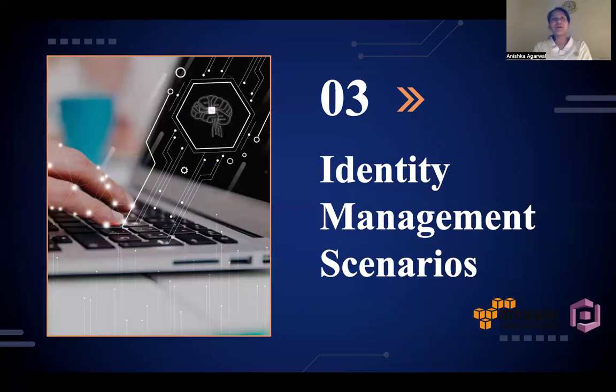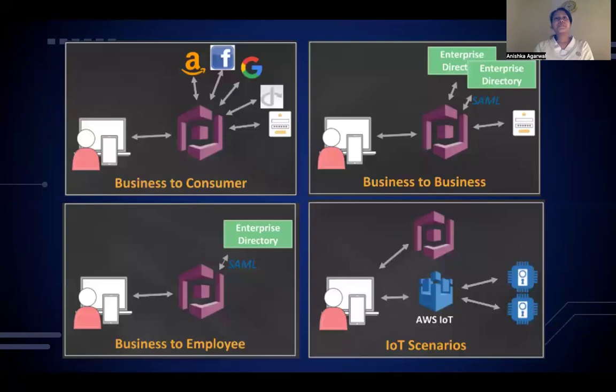Now let's find out about management scenarios of AWS services. Firstly, we'll be discussing the business to consumer scenario. For example, a software vendor develops a multi-tenant application that serves multiple customers. Each customer has its own set of users with unique requirements. So, the software vendor leverages Amazon Cognito user pools to manage user identities and permissions for each tenant separately.